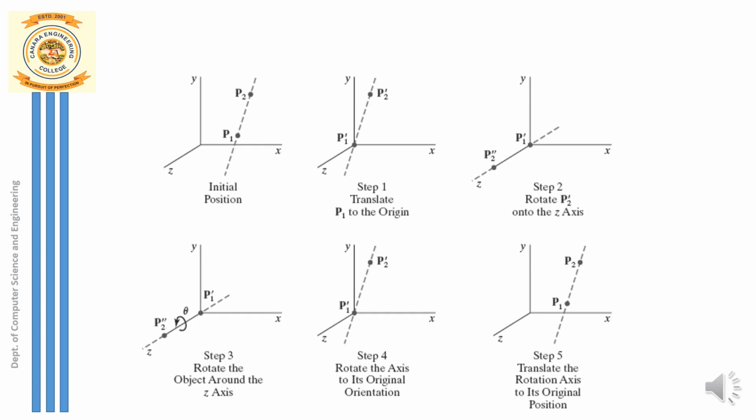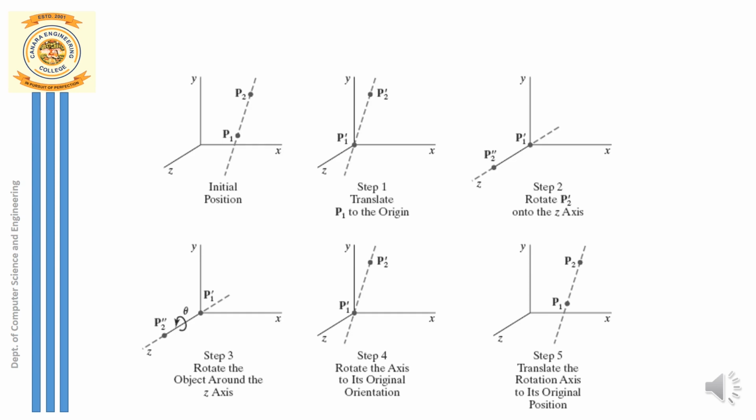You can see here there is a line segment, a portion of a line, with two end points, P1 and P2. This is the line segment which I am supposed to rotate about the z-axis. How do we rotate this line about the z-axis?